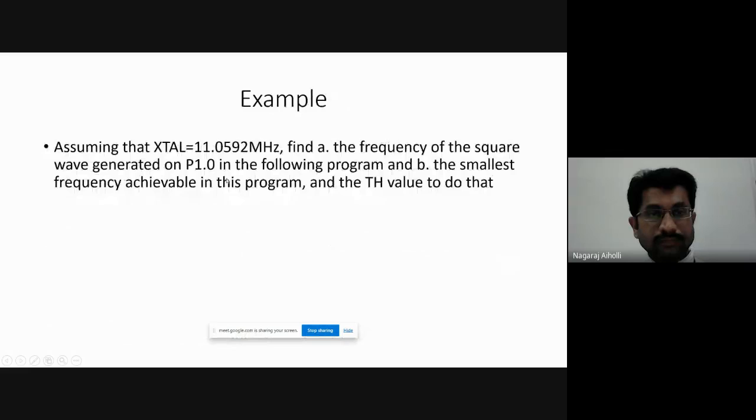Okay, take this example. Assuming that XTAL is equal to 11.0592 megahertz, find A, the frequency of the square wave generated on P1.0 in the following program, and B, the smallest frequency achievable in this program and the TH value to do that. Take down this example.